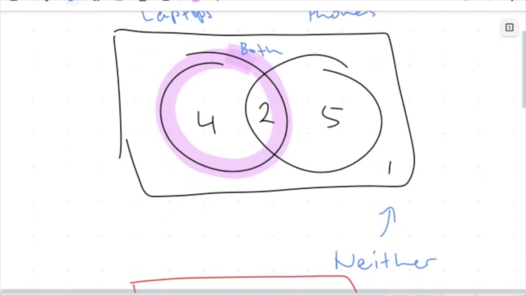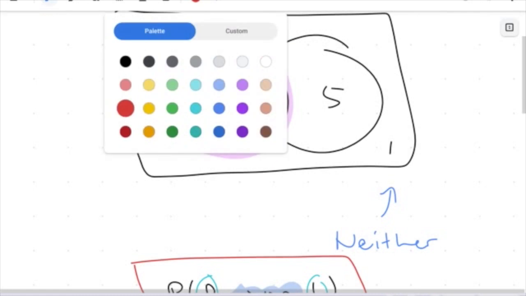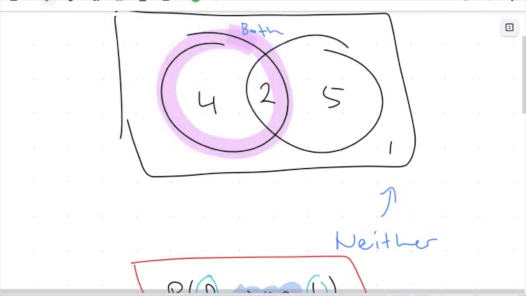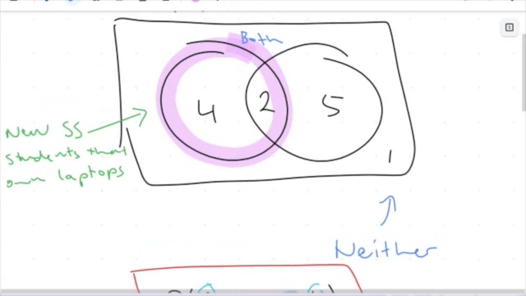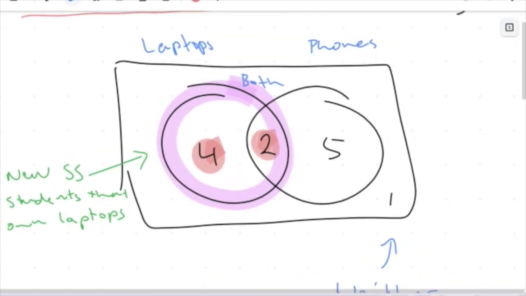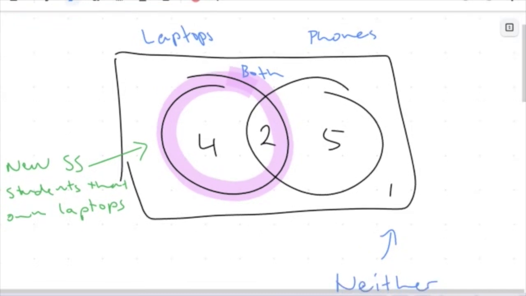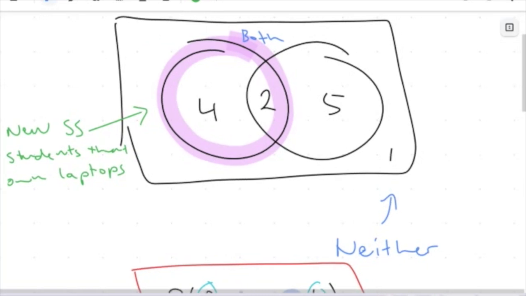Now, this is kind of tricky. I want to see, okay, what is the total amount of students that have laptops? So my new sample space is my students that own laptops. That's my condition here. And that sample space is going to be the 4 that own just laptops, as well as the 2 that own both. So this entire circle that I've shaded in, this space, is a total of 6 people. So my new sample space is going to be 6.